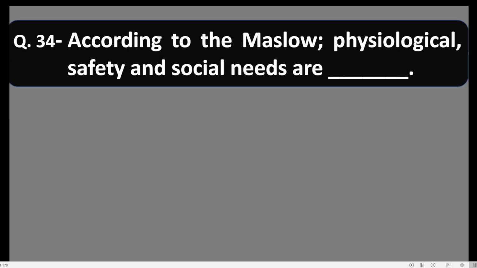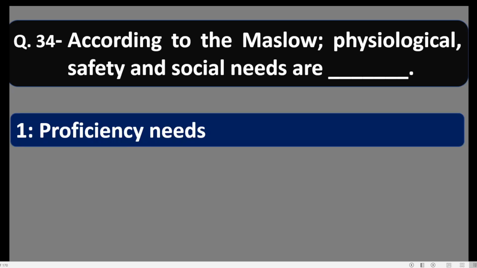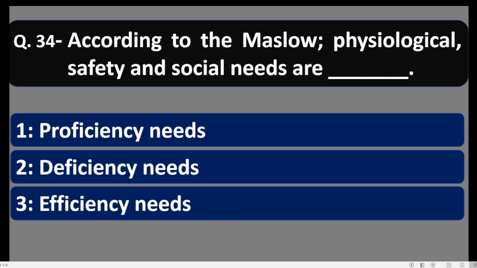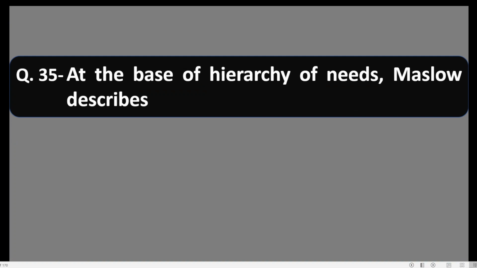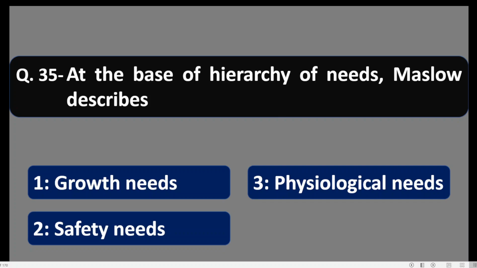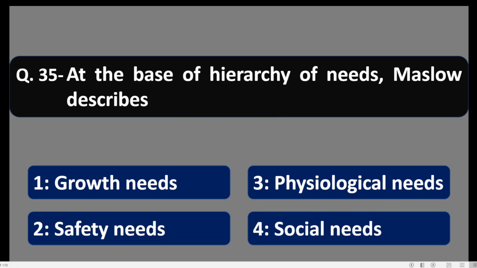Question 34. According to Maslow, physiological, safety, and social needs are which type of needs? Proficiency needs, deficiency needs, efficiency needs, or basic needs. If these are not fulfilled, then the organism feels tension. So they are called deficiency needs. Option 2 is correct. Question 35. At the base of the hierarchy of needs, Maslow describes growth needs, safety needs, physiological needs, or social needs. The correct response is option number 3, physiological needs.